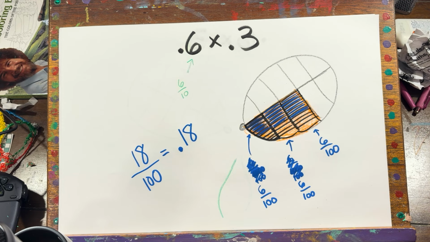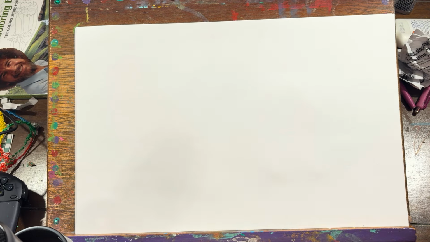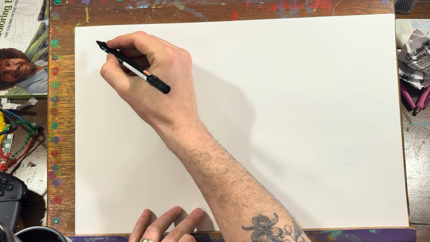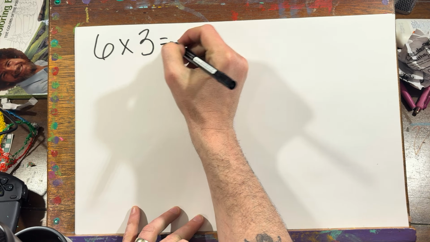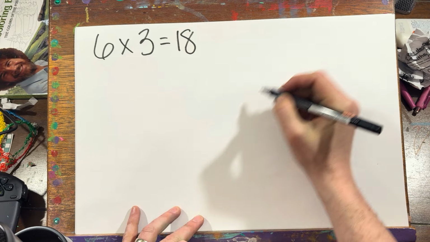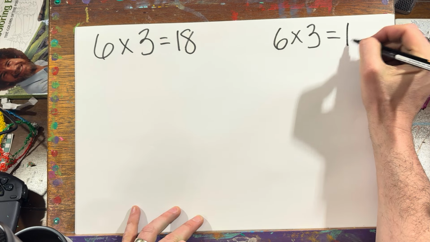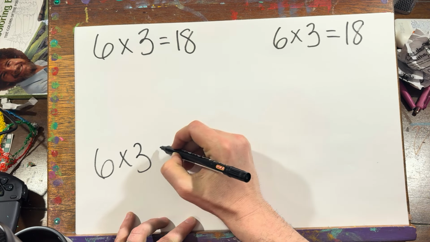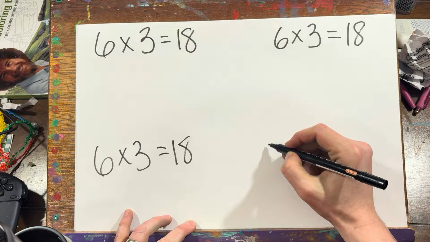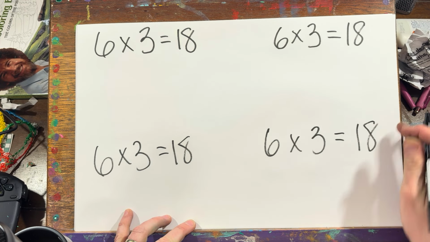Let's return to what we know. 6 times 3 equals 18.